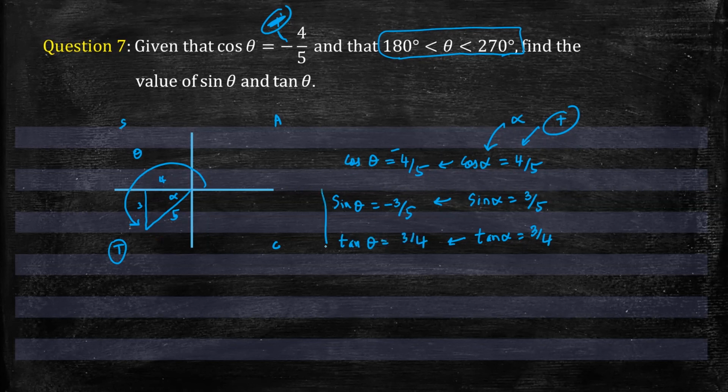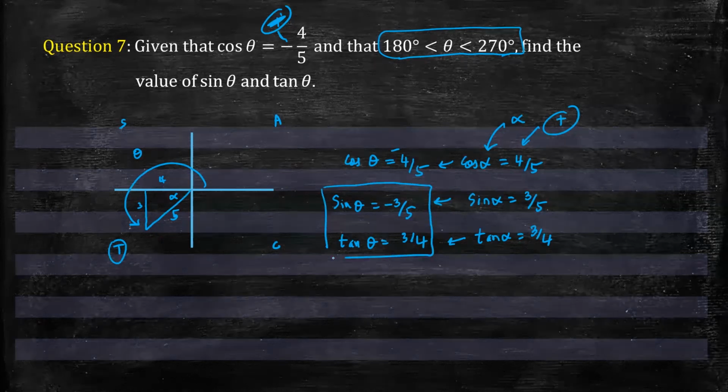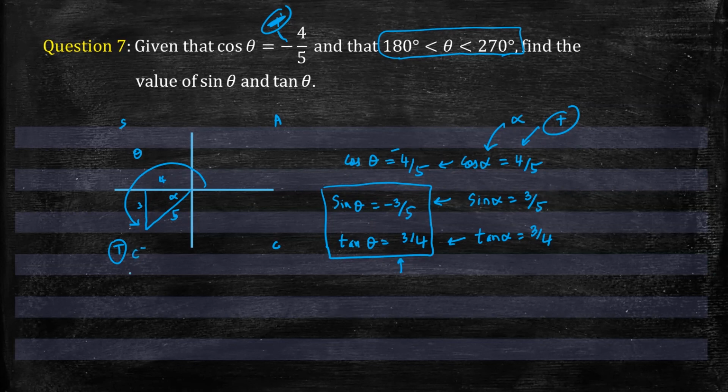So these are the two actual answers that you wanted. You just need to be careful with your signs, and that depends on which quadrant you're in. So cos is negative in this quadrant, sine is negative, but tan is positive.